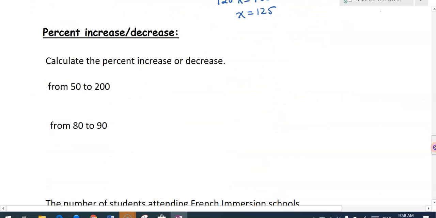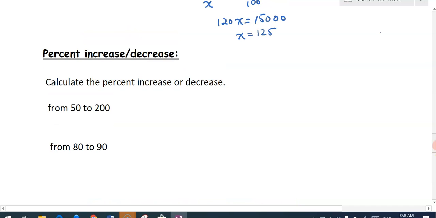Make sure we understand what I mean by percent increase and decrease as well. So the percent increase is how much over 100%. The percent decrease is how much below 100%. And it's always based off of where you were in the beginning. So the percent increase is always based off the lower one because you're increasing. The percent decrease is always based off the higher one because you were decreasing.